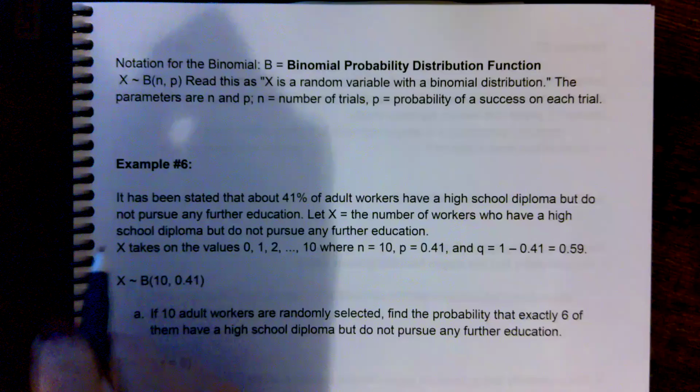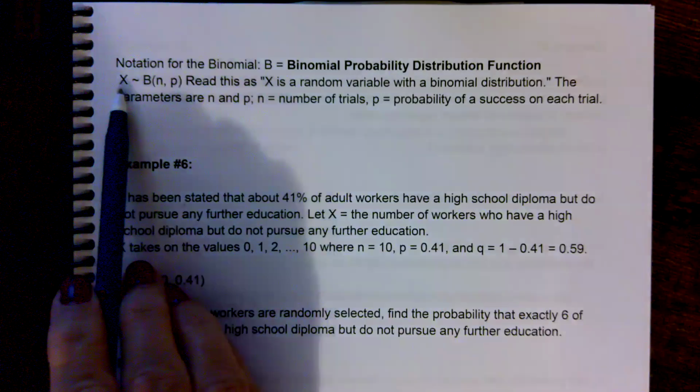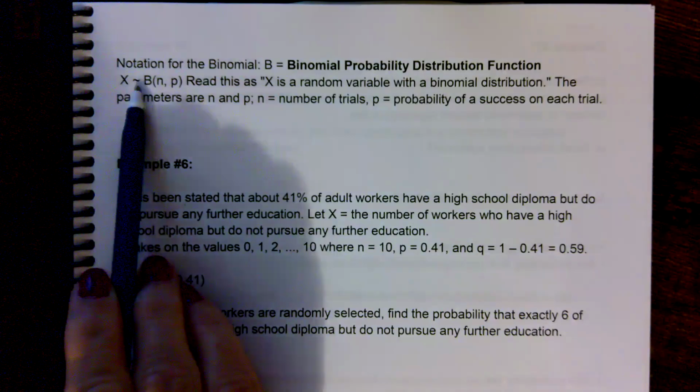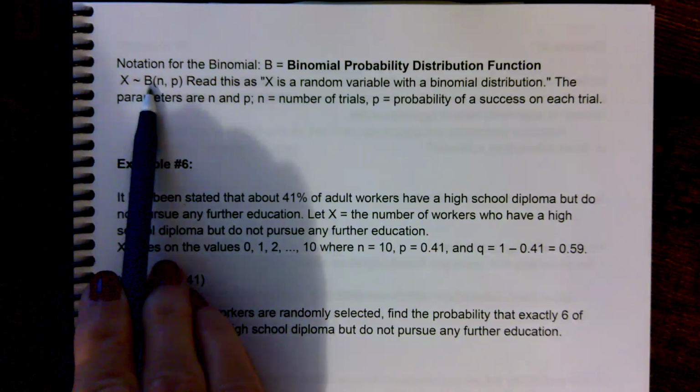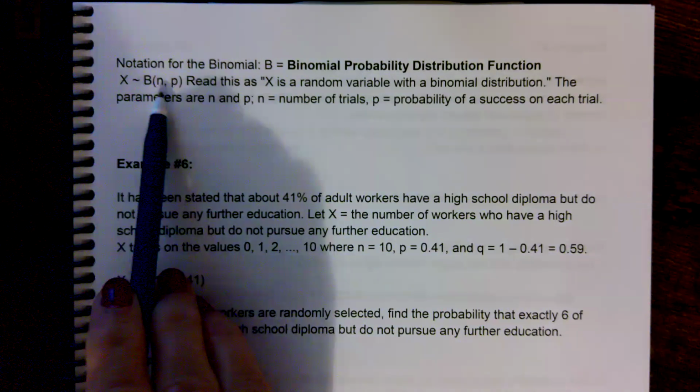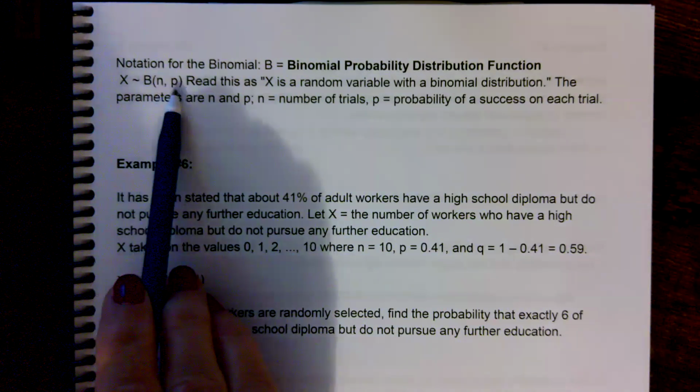Okay. So when we are doing a binomial experiment, we have some notation that we're going to use, and it's going to look like this. We're going to say that X is described as, that's what the tilde means, binomial, where N is the number of trials and P is the probability of success.